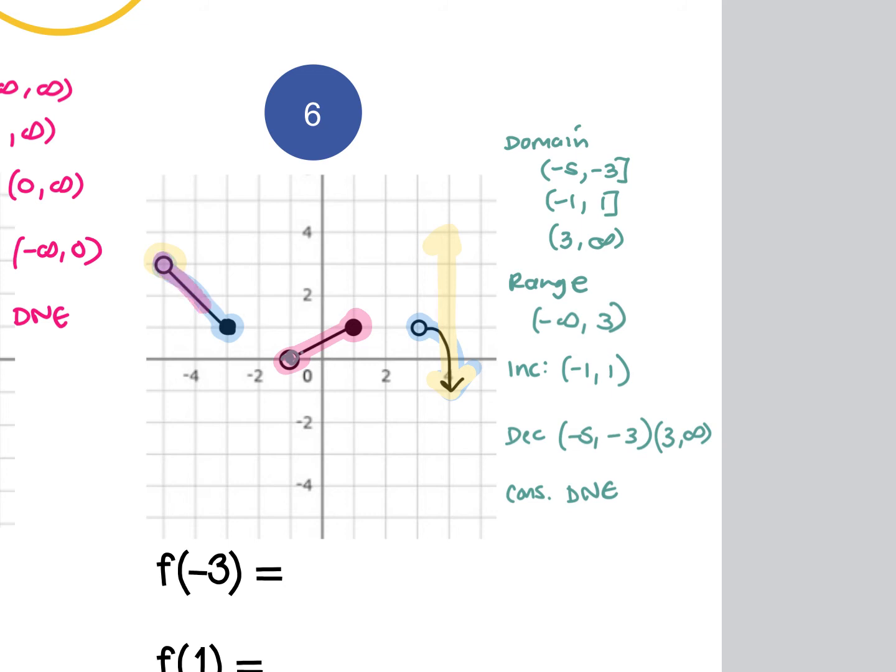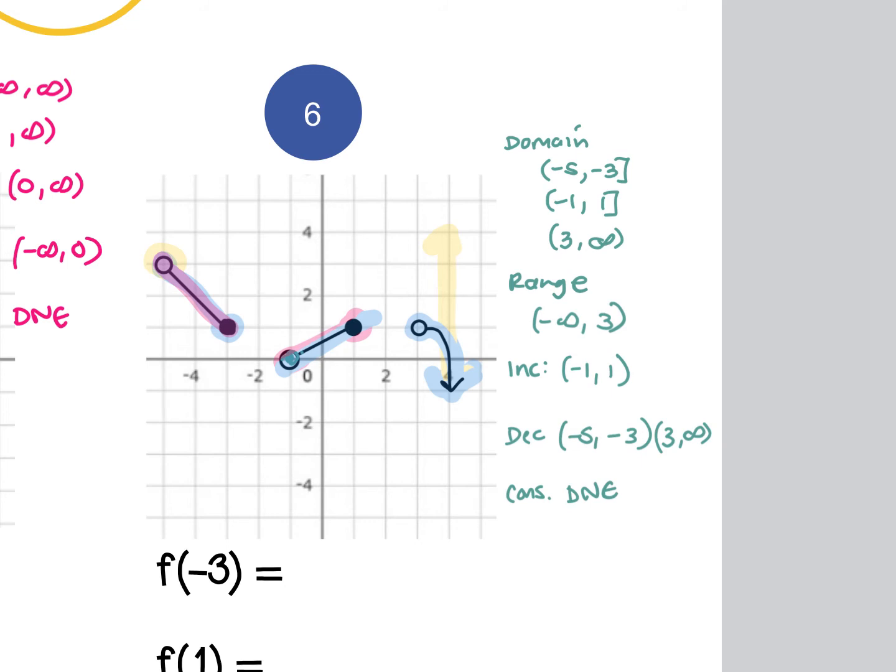It is decreasing first. So from -5 to -3, it's decreasing. Then it increases from -1 to 1. And then it decreases again here from 3 to positive infinity. And those are all parentheses because increasing and decreasing never gets a bracket. Only constant can get a bracket.